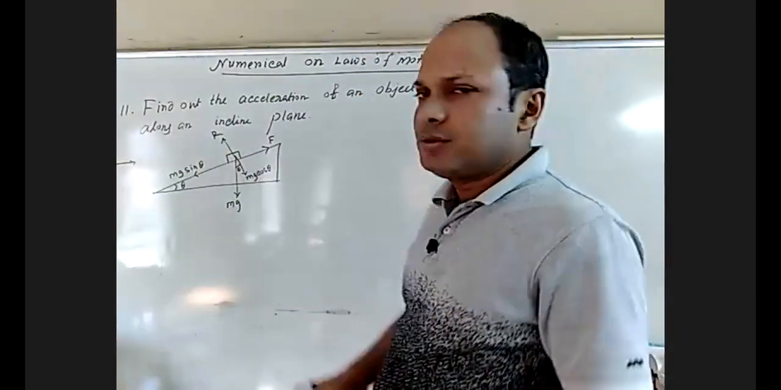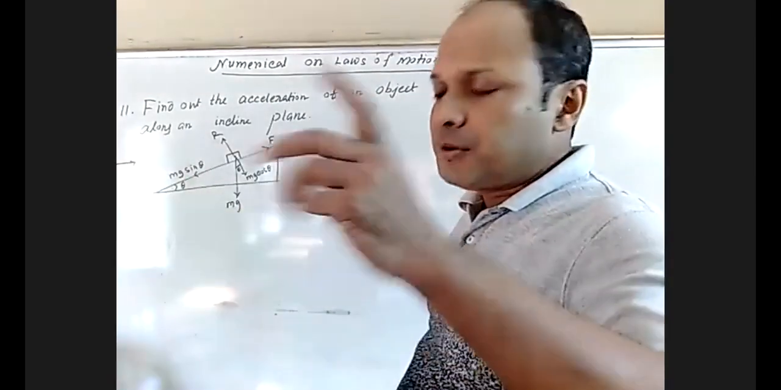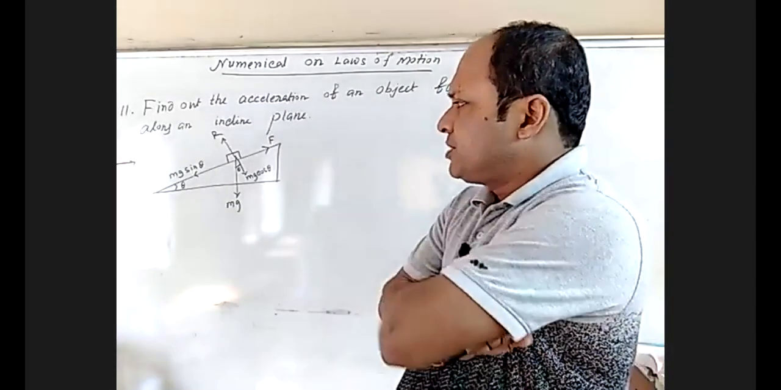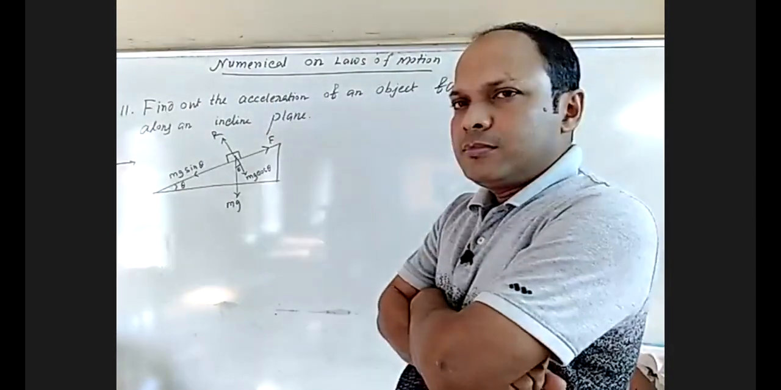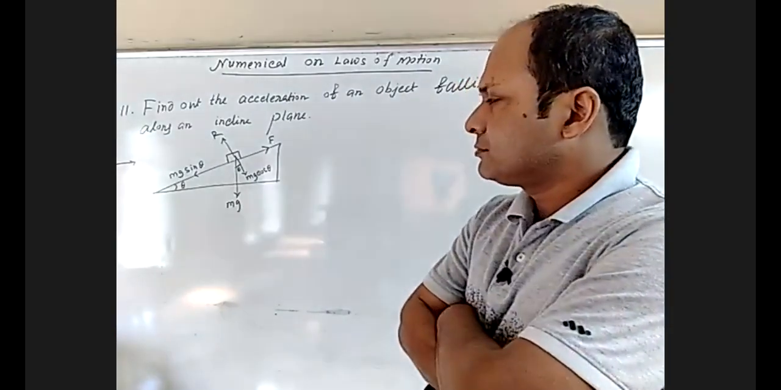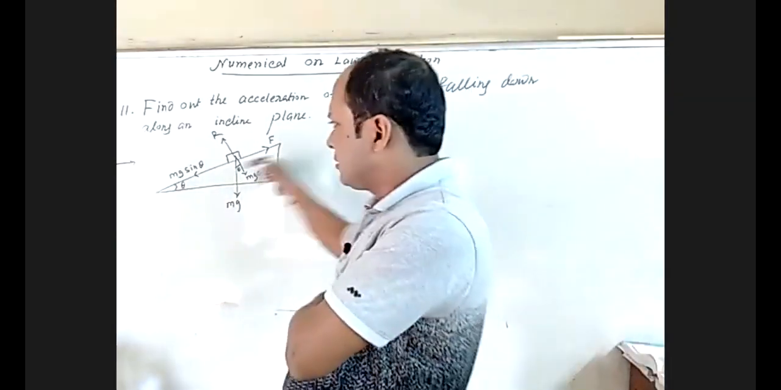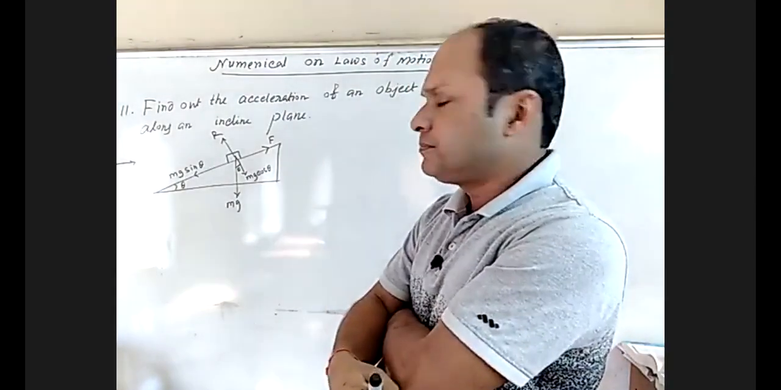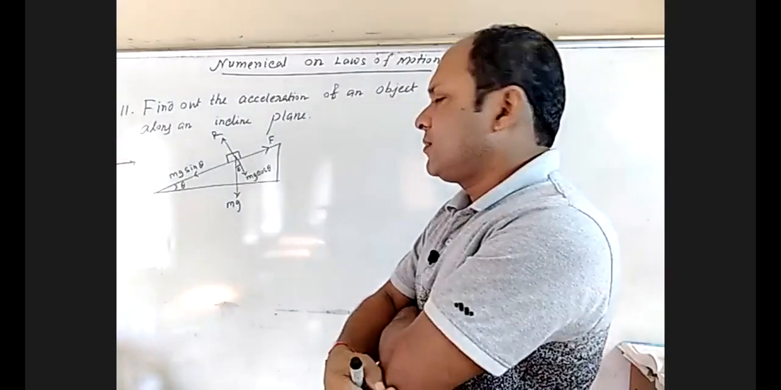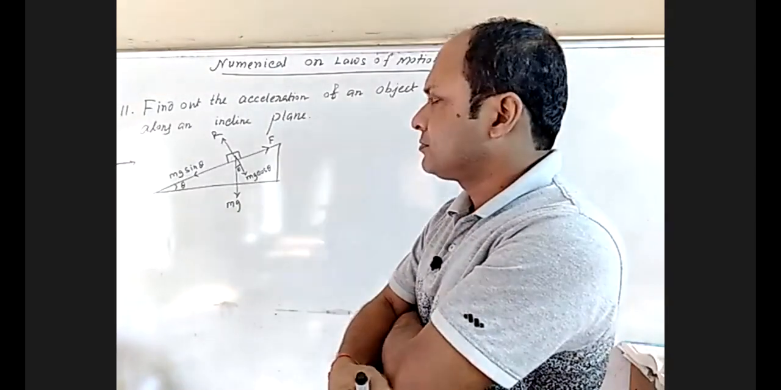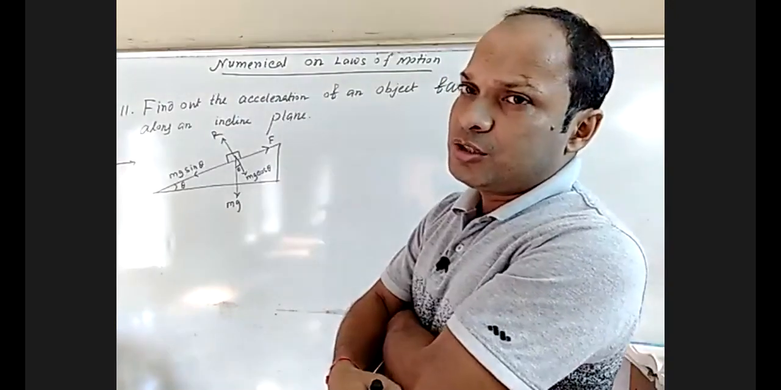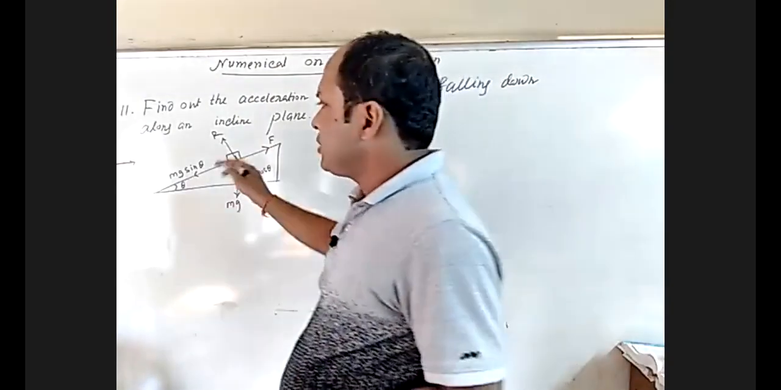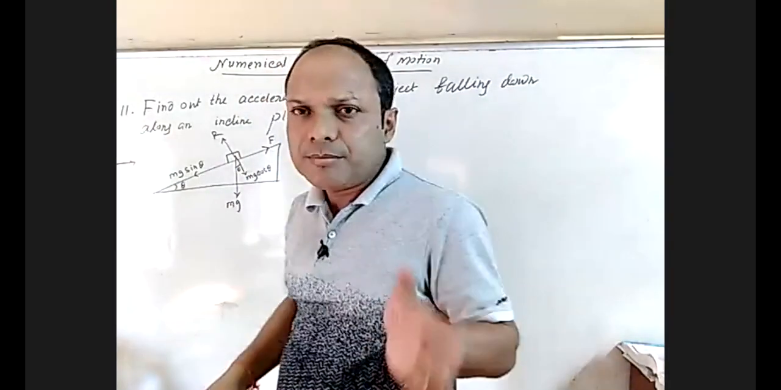Here, what language do you have to write? Listen. Consider an object of mass m is lying or falling down along an inclined plane having inclination angle theta. The weight of the object is mg, and the force acting on the object along the downward direction is mg sin theta.